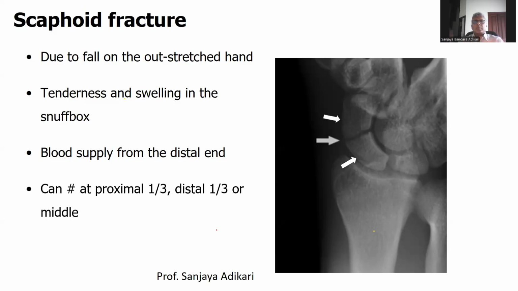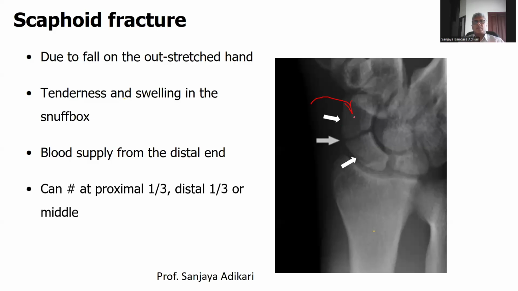So you press the anatomical snuff box, the floor of the anatomical snuff box, and this bone, the scaphoid, contributes to form the floor of the anatomical snuff box. So the patient will have pain when you press. There is severe tenderness when there is a scaphoid fracture. And why it undergoes avascular necrosis is that its blood supply comes from the distal side. Okay, blood supply comes from the distal side.